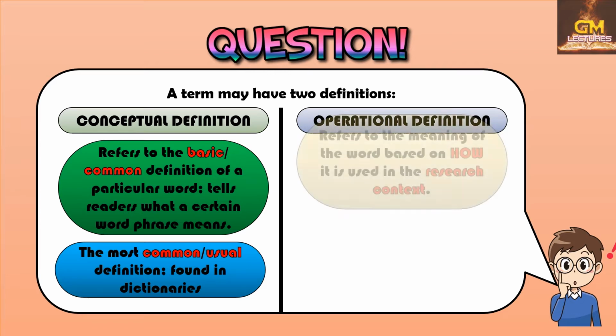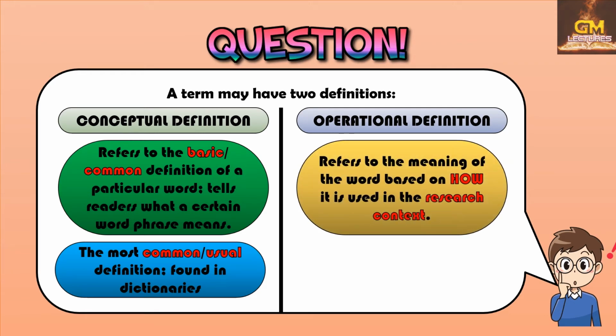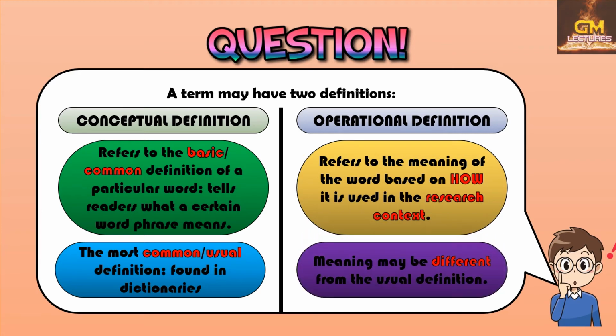Whereas the operational definition refers to the meaning of the word based on how it is used in the research context. Hence, it is what you would call a context-specific definition. The operational definition focuses on the idea that a particular term may have a meaning that is different from the usual definition because, again, it is based on the context, it is based on how it is used in the research, thus it would have a different definition and a different function.